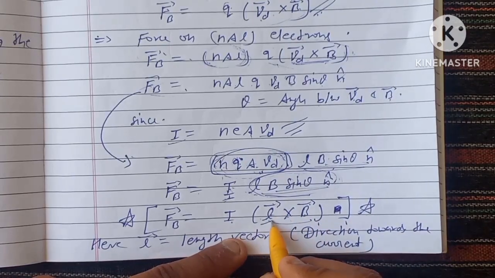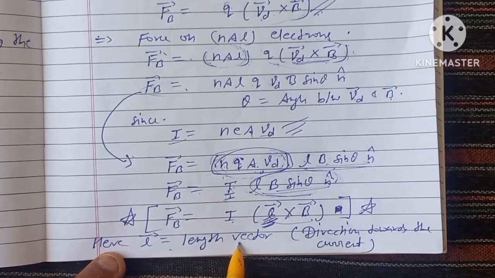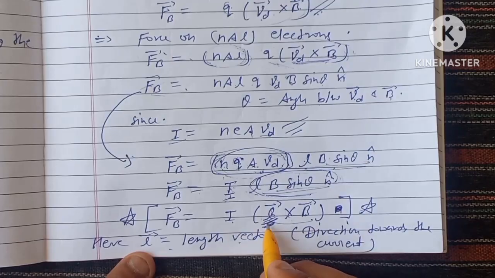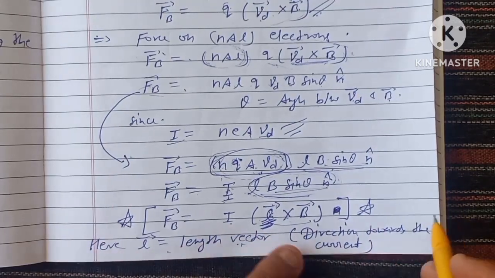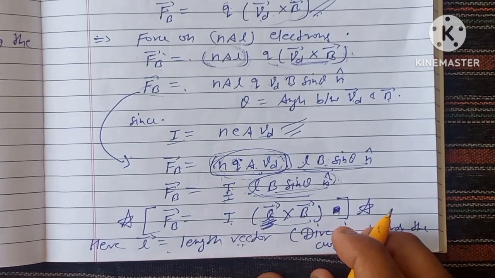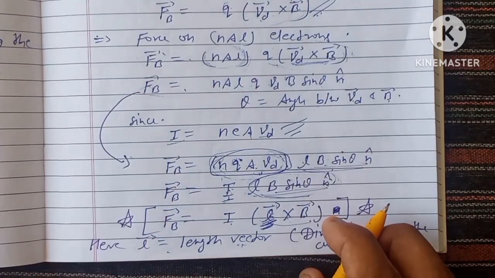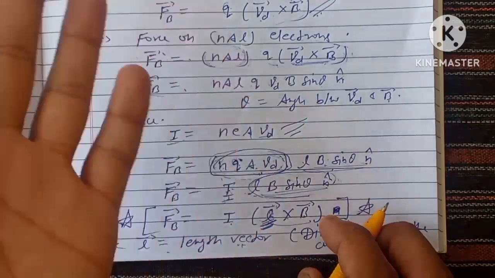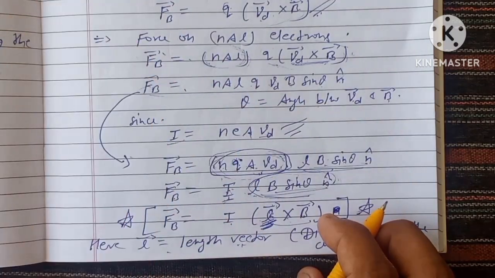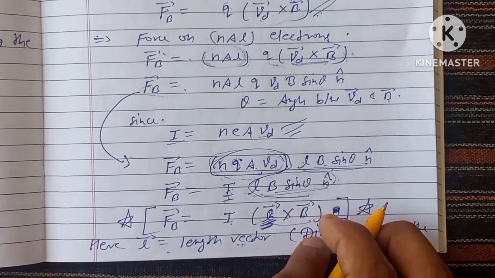Now here this term is very important. Here L vector is very important. What is this L vector? L vector is named as the length vector. And what is the direction of this length vector? That is the direction of the current. Means in which direction the current is flowing, the length vector is also in that direction. The direction of length vector and the current will be same. So the direction of your current flowing in the rod will decide the direction of the length vector.